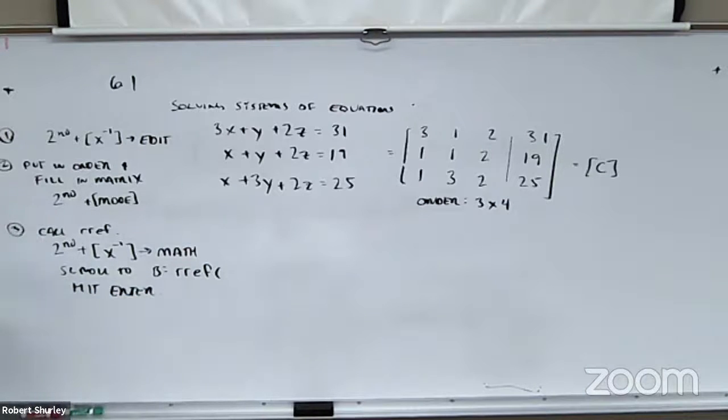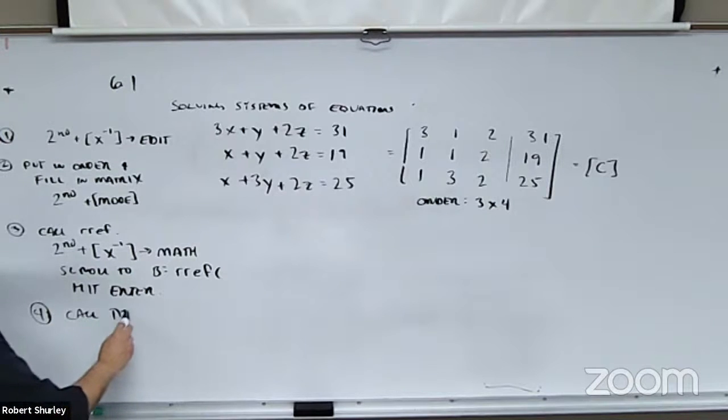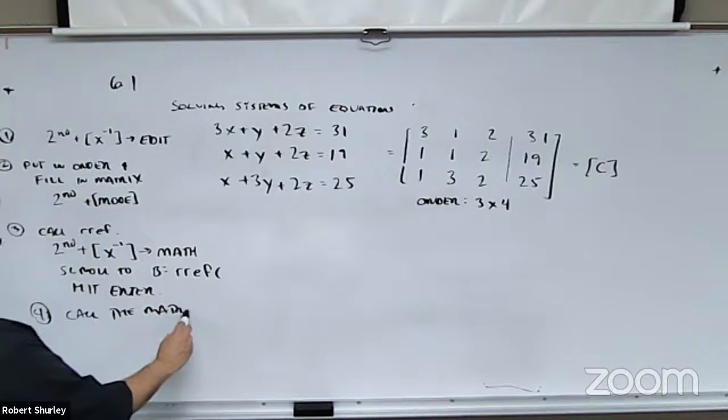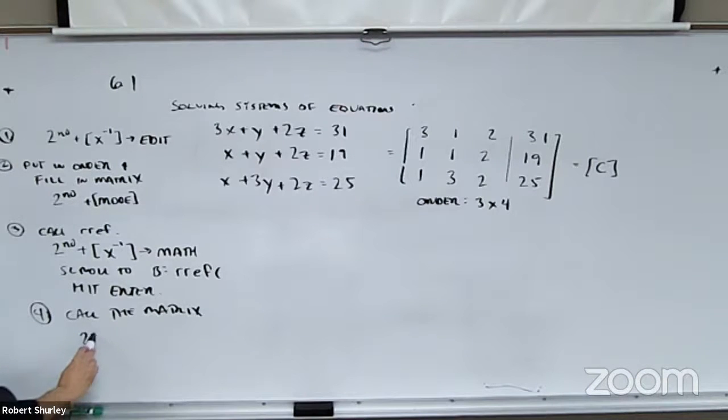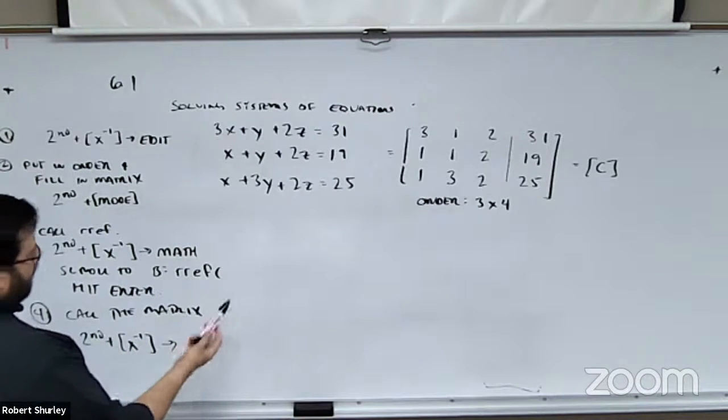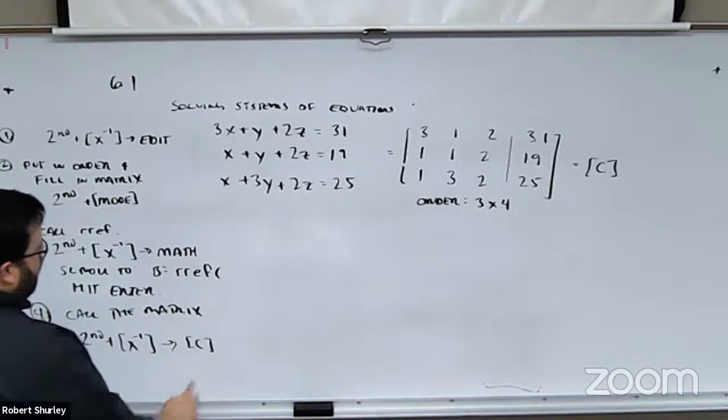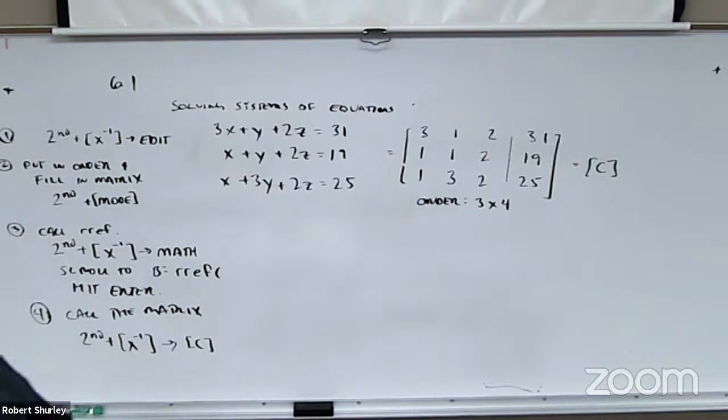And what it does is it calls it to the main screen. And now we have to call the matrix. And so that's just second x to the -1. And then you just choose which matrix, right? For us, just for this one, I'm going to choose matrix C, right? But if you're looking at this for another example, it's going to be whatever matrix you wrote in there. So second matrix, and then now I'm going to choose C. And hit enter, and boom, it's put this in reduced row echelon form.